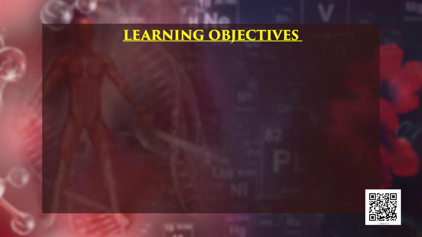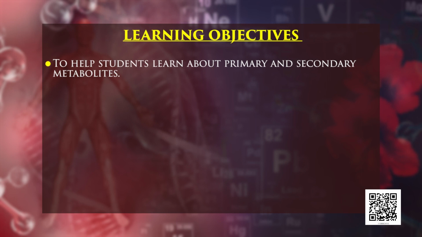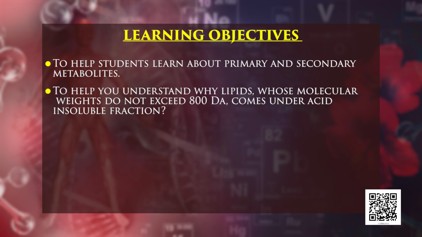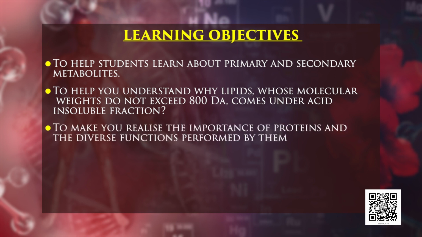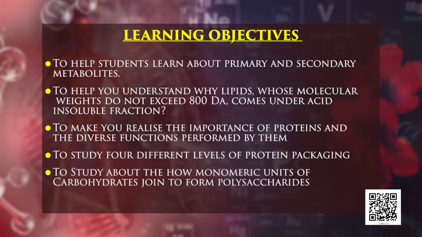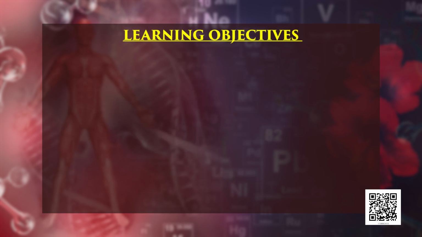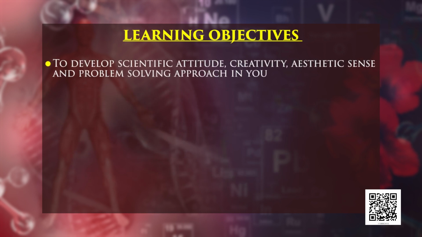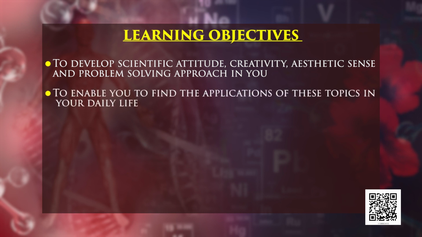The learning objectives of today's session are to help students learn about primary and secondary metabolites, to help you understand about acid insoluble fraction, to make you realize the importance of proteins and the diverse functions performed by them, to help you understand the 4 different levels of protein packaging, to help you understand how polysaccharides are formed from monomeric units of carbohydrates, to develop scientific attitude, creativity, aesthetic sense and problem solving approach in you, to enable you to find the applications of the concepts in your daily life.